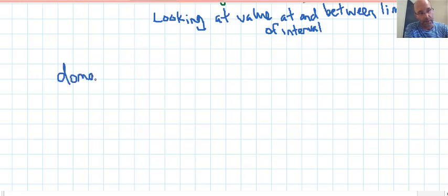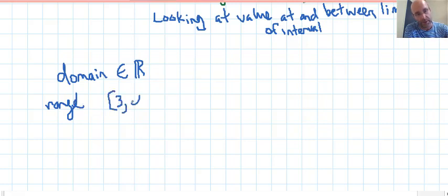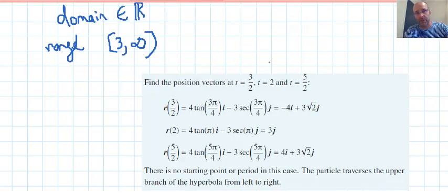So domain, again I'll write that it's all real numbers. The range is from 3 inclusive up to infinity exclusive, of course. In terms of the starting point, because r has no limit, it just keeps going. There's no actual starting point. It's not periodic, it's not repeating at all, and if you look at the endless nature of that upper branch, it's not going to repeat.